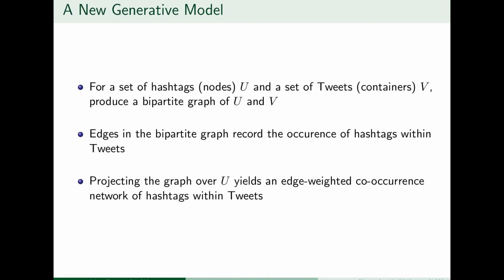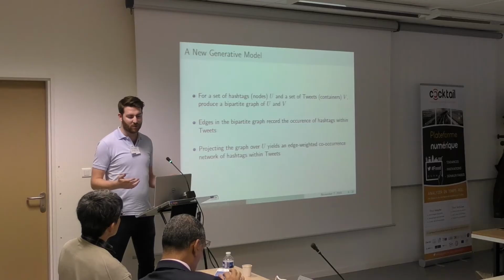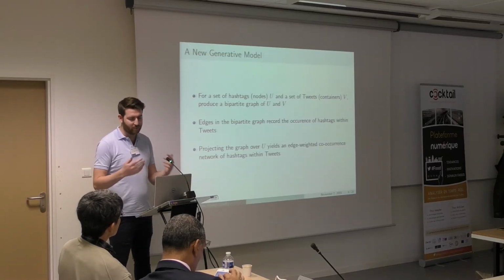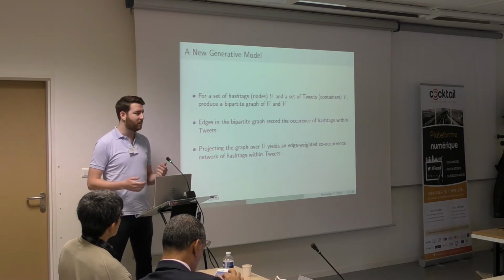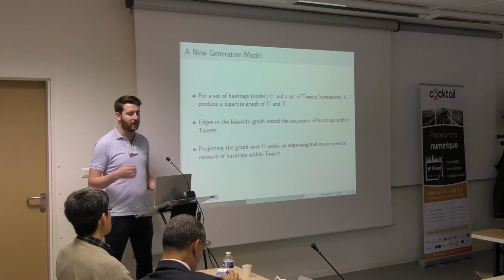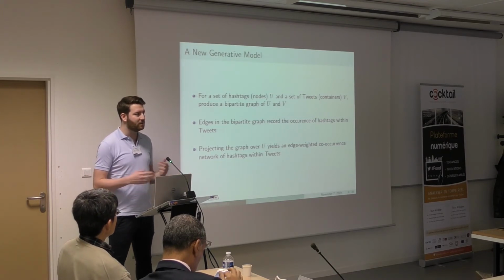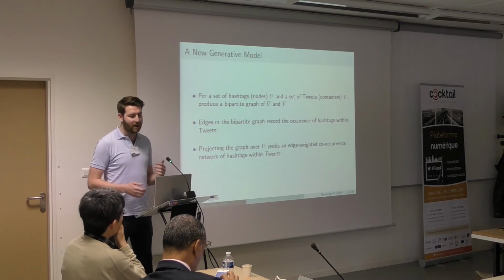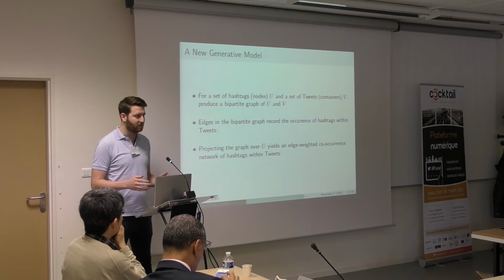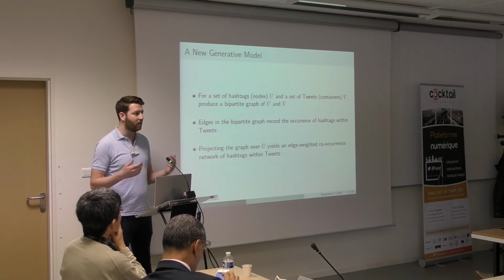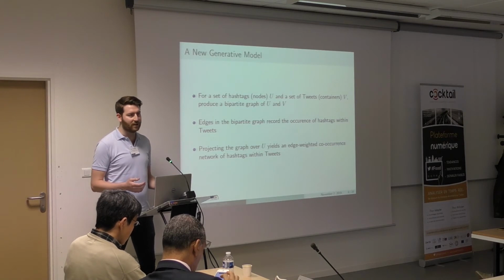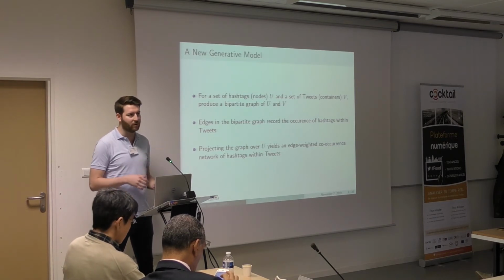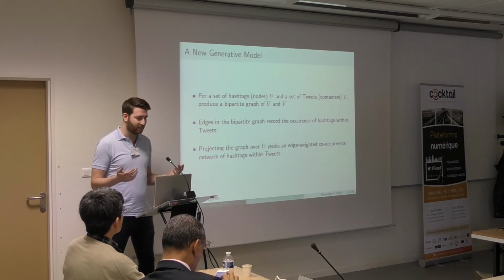So we can start as an overview. We want a set of hashtags, or I guess our nodes. We also want a separate set of our tweets, which we can call containers here. And our goal is to produce, and this is where most of the work of the algorithm comes in, a bipartite graph of U and V, so a graph of our nodes and our containers. So the idea is that edges within our graph would connect nodes to containers. So if a container, that is a tweet, happens to contain a particular node, a hashtag, you draw an edge between them. And then our goal is to project that graph back down over our set of nodes, over our set of hashtags, so that we have this co-occurrence edge-weighted network of hashtags, where we can see there's an edge between two hashtags if they ever occur in a tweet together, and the edge weight records how frequently they occur.